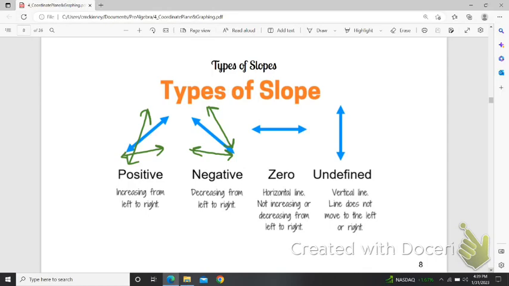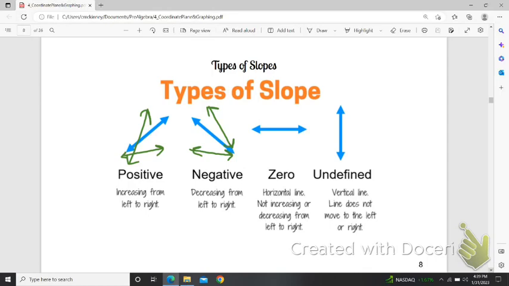If the slope is 0, that means the line is horizontal, so it's not going up at all. It's just going over, but it's not going up. And then the last one here, if the slope is undefined, the line is vertical and goes straight up, we just can't even describe how steep this is. This slope is called undefined.